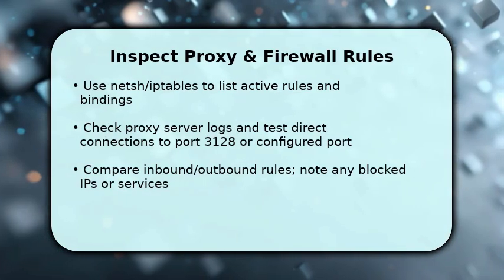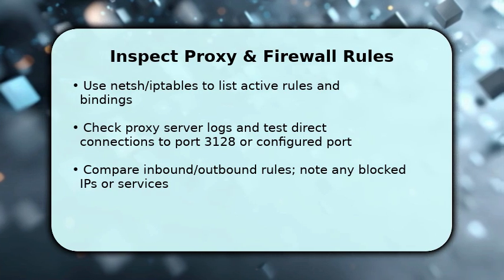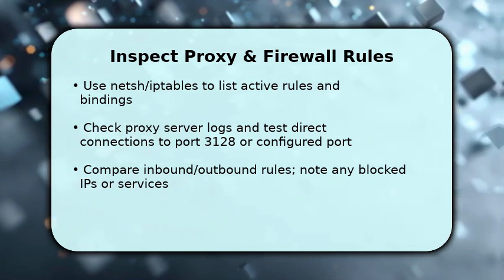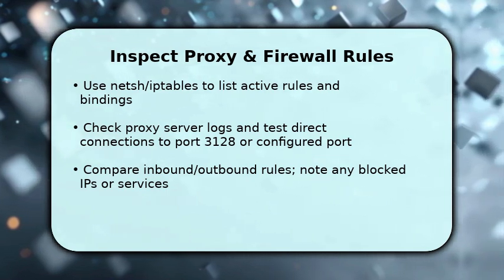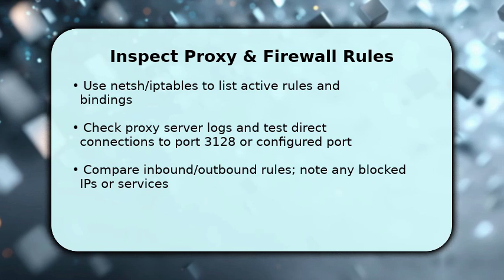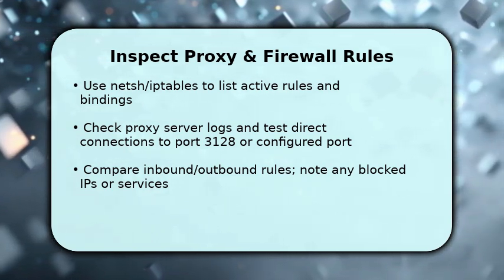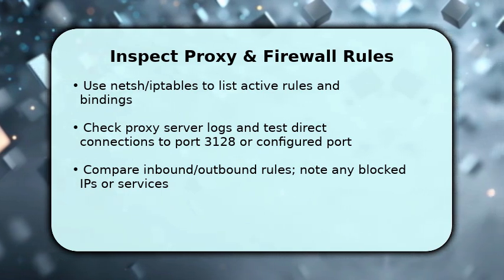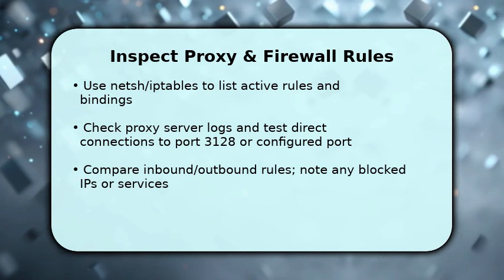Now you dig into the rules. List active firewall entries with netstat or iptables and identify rules bound to interfaces. Then test the proxy by attempting a direct TCP connect to its port. If that fails, check proxy logs for authentication or ACL denials. Once you find a rule blocking your client or destination, adjust the rule scope rather than blanket allow.